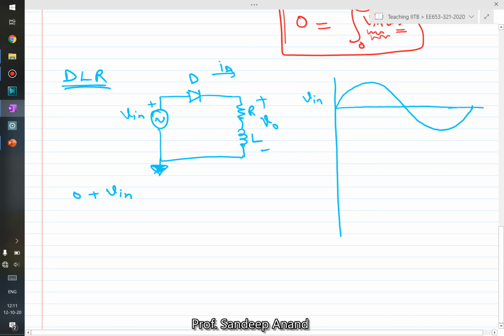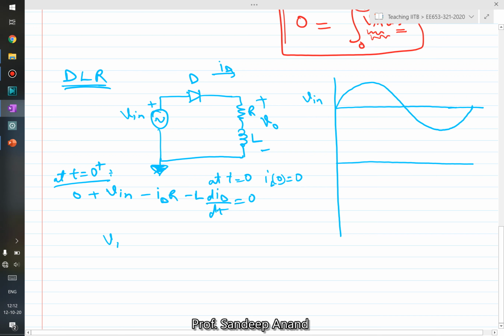Again, same theory. If you see at t equal to 0, if I consider the initial condition at t equal to 0, my IL is 0, then at t equal to 0 plus, my input voltage would be a little bit more, and that would force the diode to turn on because its anode voltage would be higher than its cathode potential, and the circuit would turn on. So at t equal to 0 plus, this KVL equation would be valid, which is 0 plus V in minus ID into R minus L dID by dt is equal to 0, right?